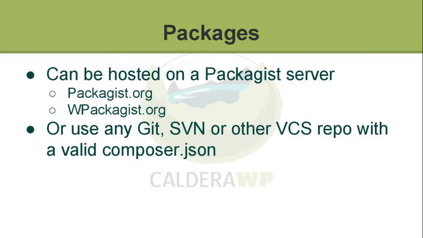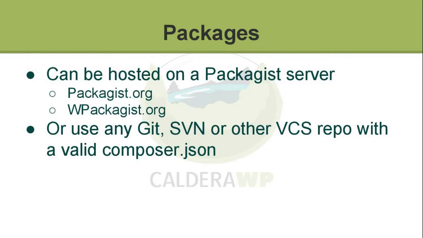I've been talking about packages. A Composer package can be hosted on a packages server. Packagist.org is a repository of PHP packages that you can automatically pull from. WPackagist.org, WP Packagist, is a mirror of the WordPress plugin and WordPress theme repositories on WordPress.org. So every single plugin that's on WordPress.org has a package automatically generated on wpackagist.org. This is very useful. We'll look at this in a minute.